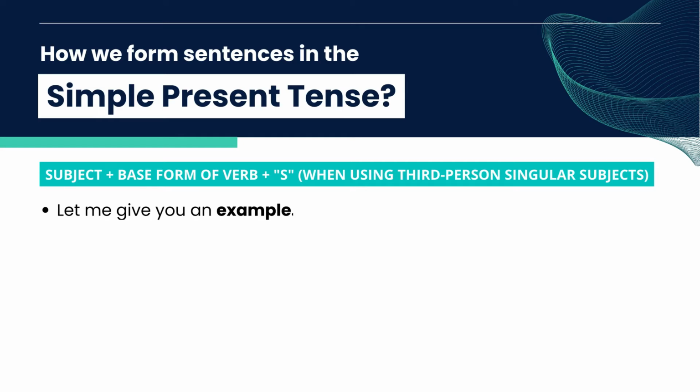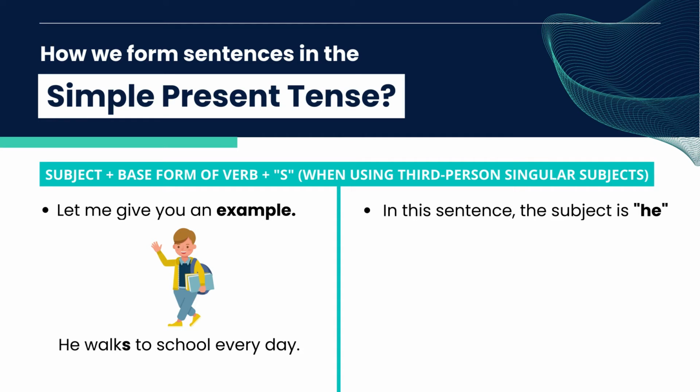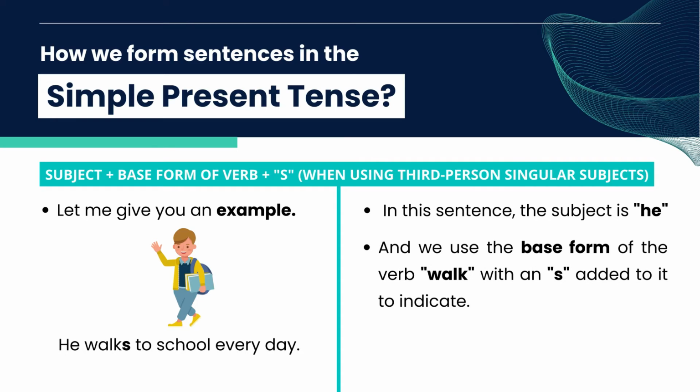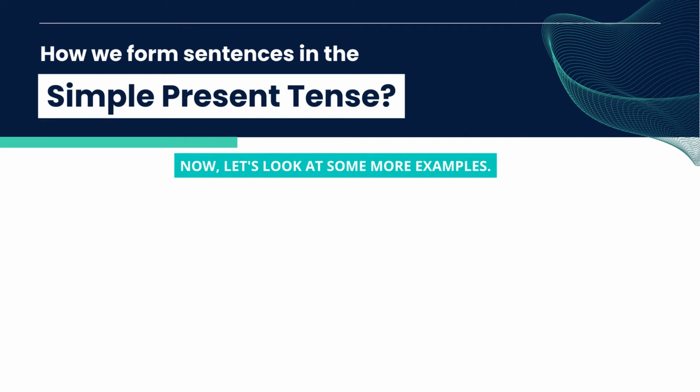Let me give you an example. He walks to school every day. In this sentence, the subject is he, and we use the base form of the verb walk with an s added to it to indicate that it's a third-person singular subject. Now, let's look at some more examples.